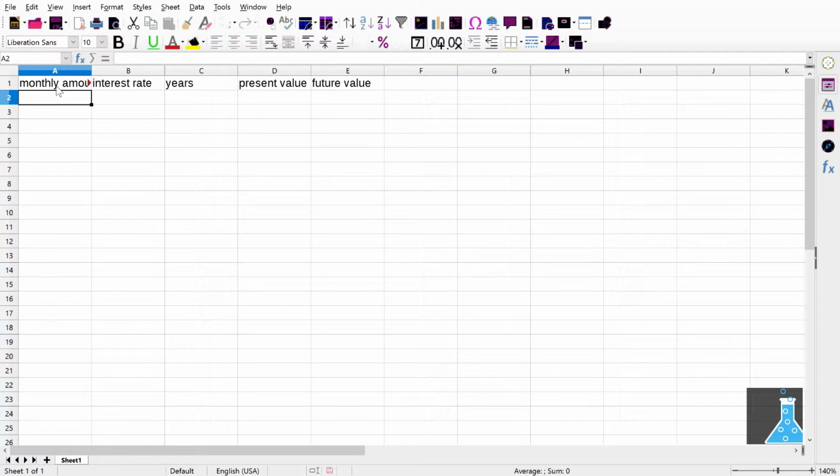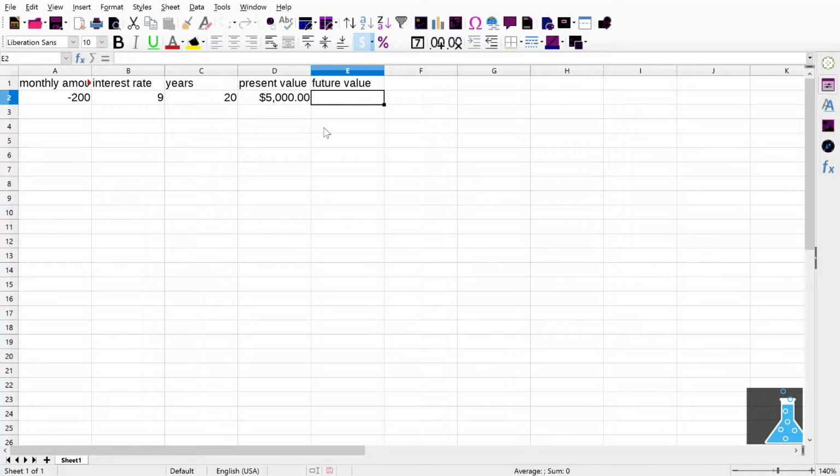Let's say that we can do $200 a month, and the interest rate, if we invest in the stock market, let's say that we pick an index that has a 9% return. So we'll say 9, and then we're going to leave this in there for 20 years. Let's say that we're starting with a present value of $5,000, that we already saved up some money. Okay, and then we want to figure out what the future value is.